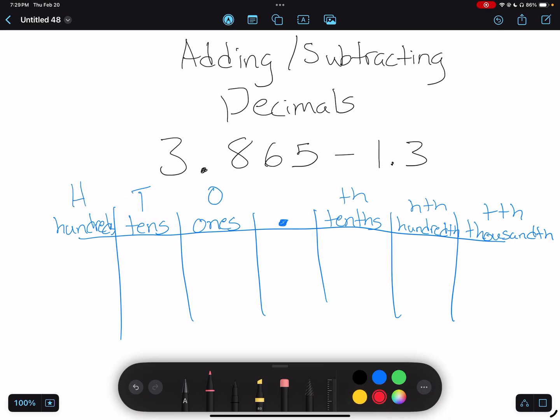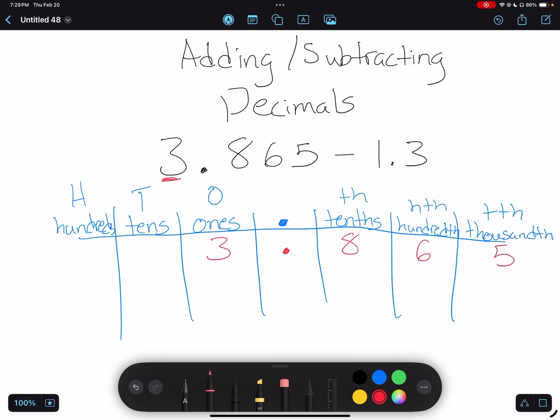Right here, it's important that I notice, okay, I see a decimal here. I know this 3 goes into the ones place. So 3, then I have my decimal. This 8 now goes in this tenths place. The 6 is going in the hundredths place. 5 goes in the thousandths place.